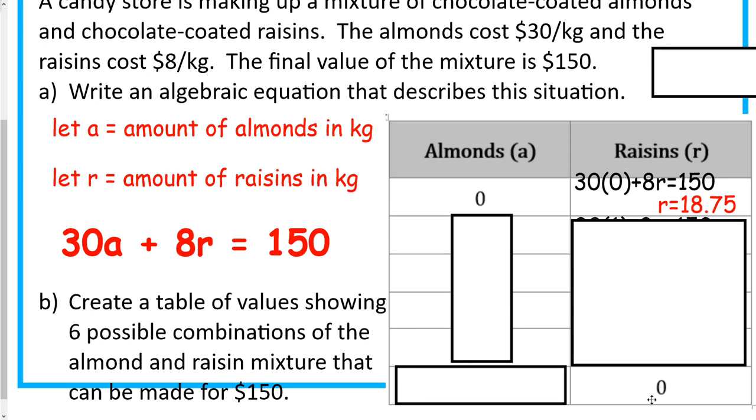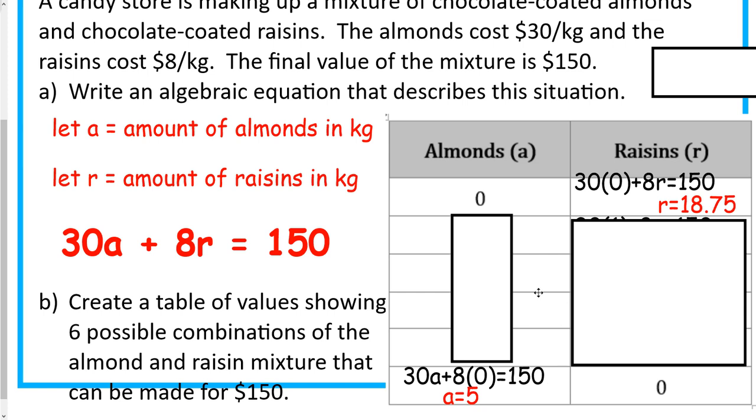Let's look at the other extreme. Let's say that we're not spending any money on raisins. We just want those chocolate-covered almonds. Delicious. So we're going to take the same equation, replace your R with 0. So you're left with 30A equals 150. Divide both sides by 30, and you are left with A equals 5. So if you just want to buy almonds, you're going to spend $150. You can buy 5 kilograms of chocolate-covered almonds.